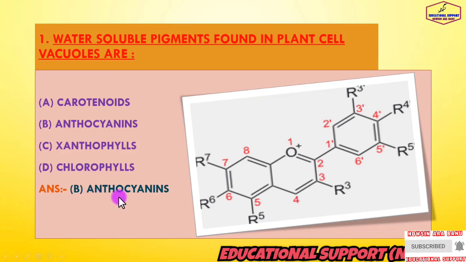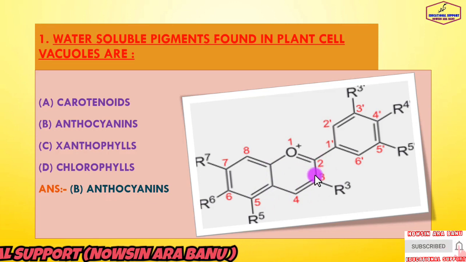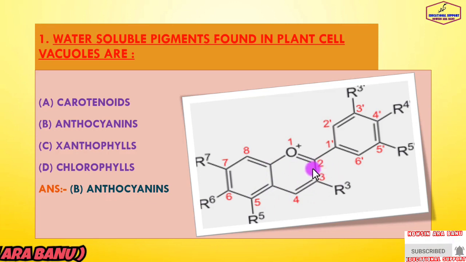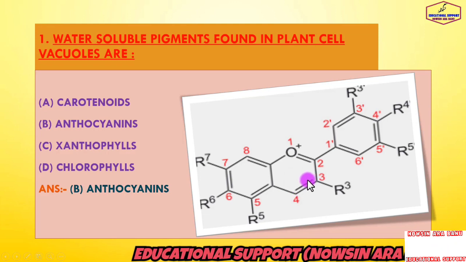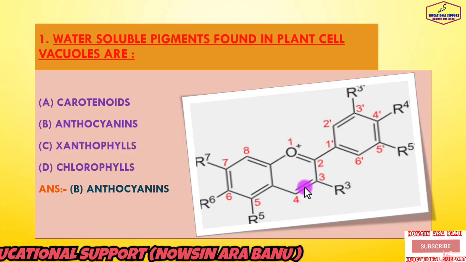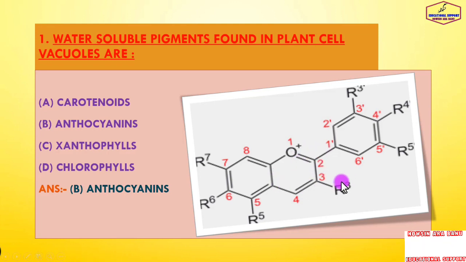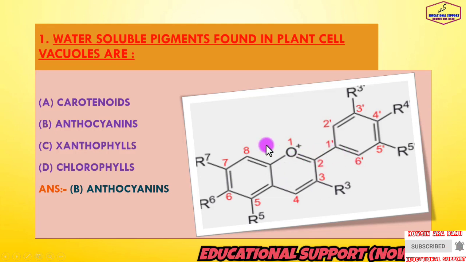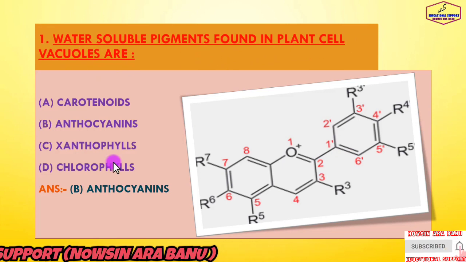So, anthocyanins are water soluble vacuolar pigments that may appear red, purple, or blue depending on pH. They are impermeable to cell membranes of plants and can leak out only when the membrane is damaged or dead. So, this is the basic chemical structure of anthocyanins. The water-soluble pigments found in plant cell vacuoles are anthocyanins.